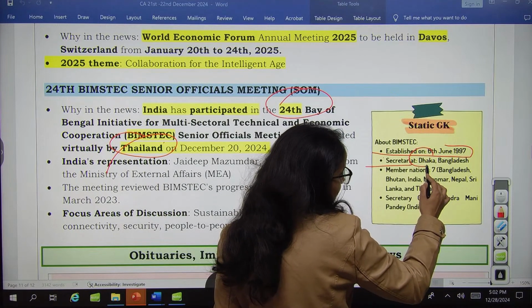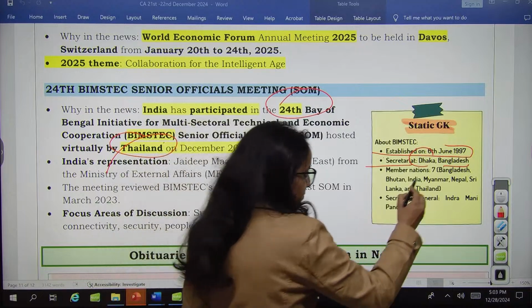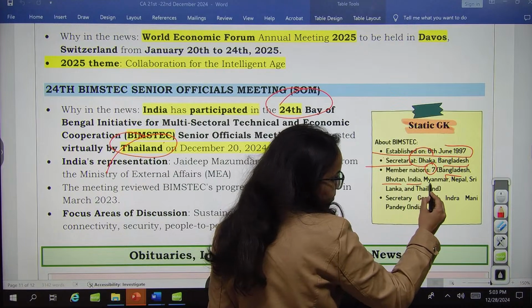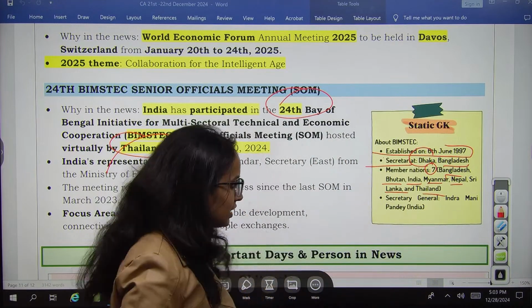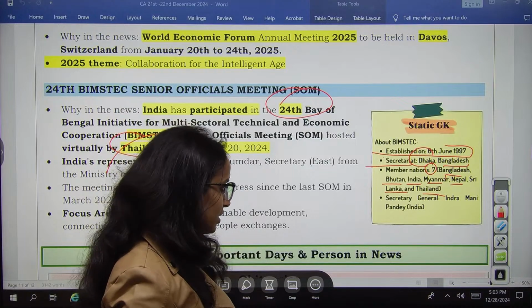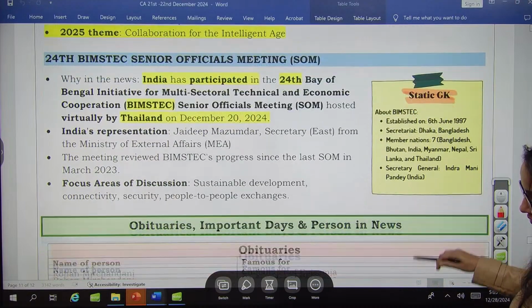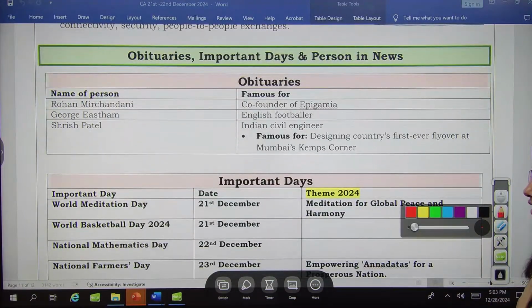Secretariat is at Dhaka, Bangladesh. How many member nations are there? Seven member nations are there: Bangladesh, Bhutan, India, Myanmar, Nepal, Sri Lanka, and Thailand. Remember these 7 names. And the present Secretary General is Indra Mani from India.